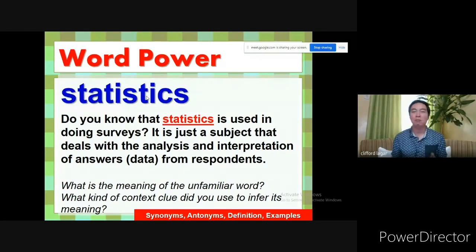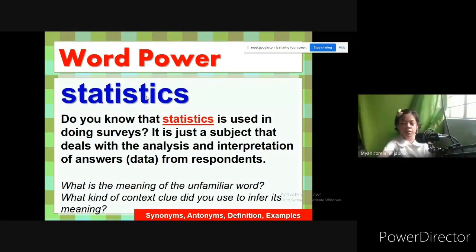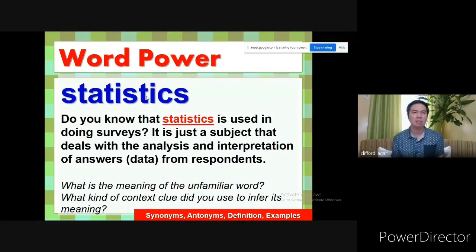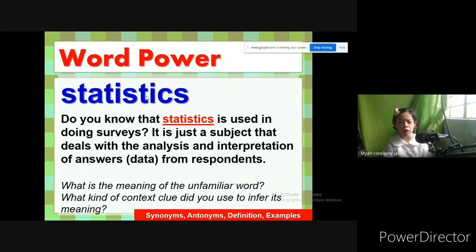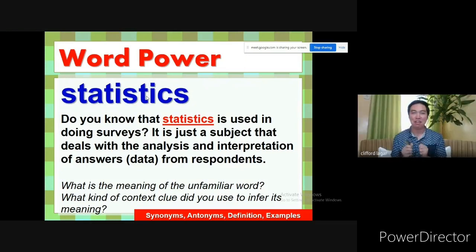Now, Maya, can you please infer the meaning of this word statistics? Yes, sir. Okay, so what could be the possible meaning of this word using the clues given in this sentence? Sir, the meaning of the unfamiliar word is it is just a subject that deals with the analysis and interpretation of answers or data from respondents. Very good, Maya. So your answer is correct. So this is the meaning of the word statistics.